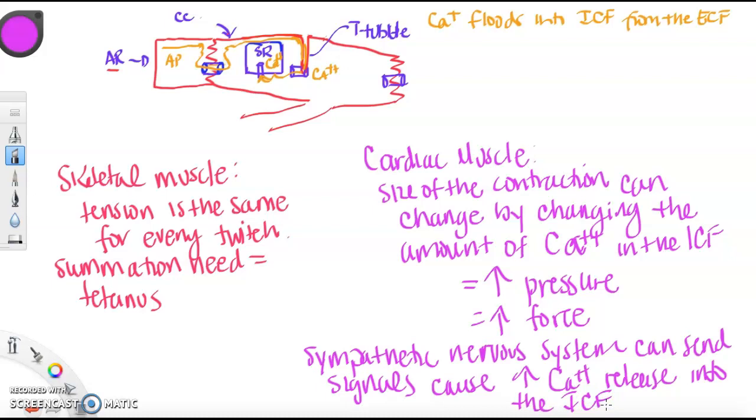So the more calcium that's there, the more forceful the contraction will be. Again, a contraction of the contractile muscle isn't always the same. Unlike the skeletal muscle, in which every twitch is the same and you have to summate them to make them more forceful.